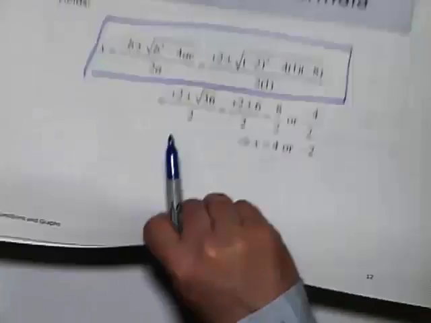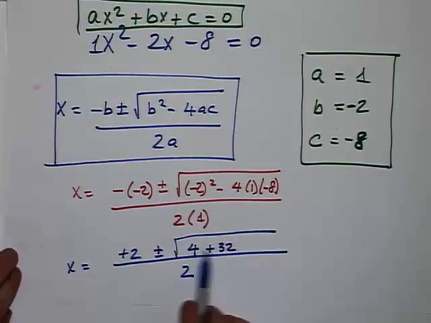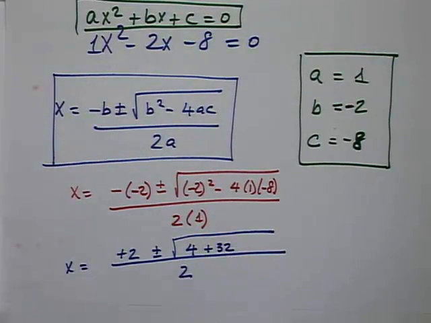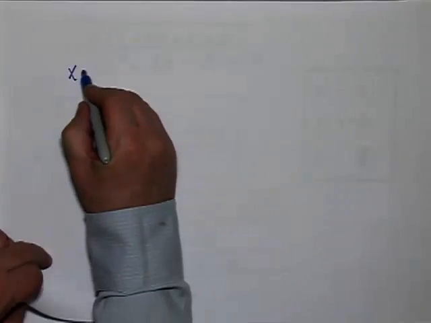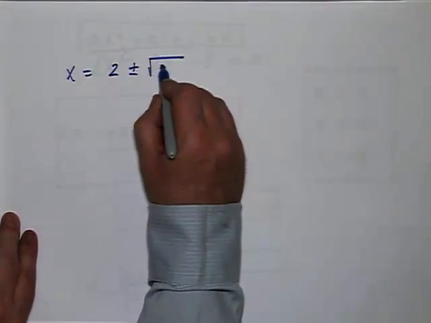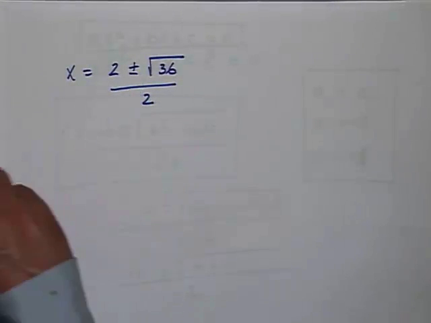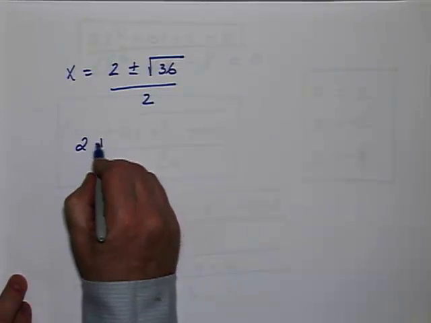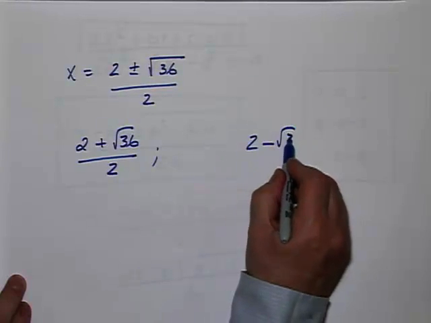So we have, at the moment, 4 plus 32. But 4 plus 32 is 36. So actually, it turns out to be x equals 2, plus or minus the square root of 36 over 2. So there are two answers. We're now going to take the first one. The first one is x1, we might say the plus value. So we say 2 plus root 36 over 2.